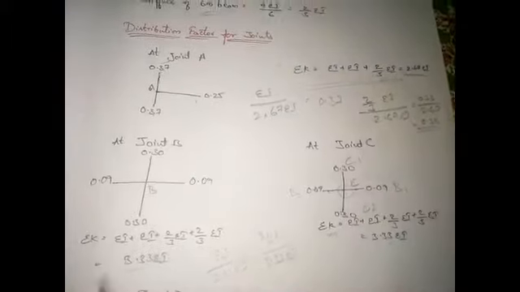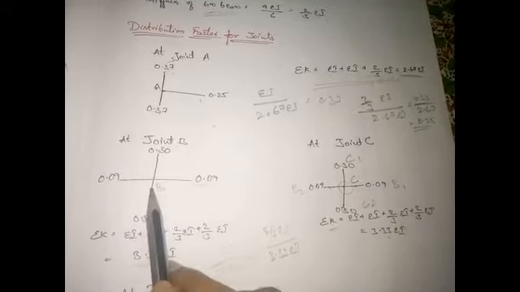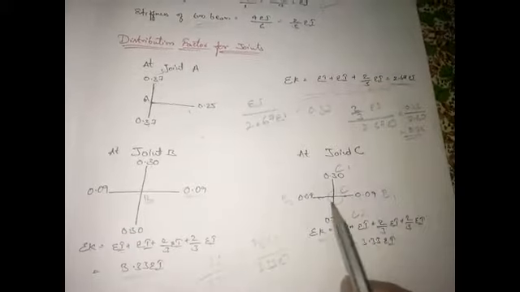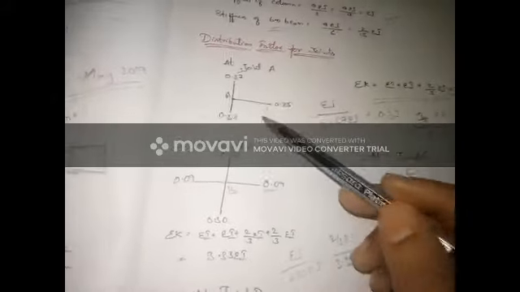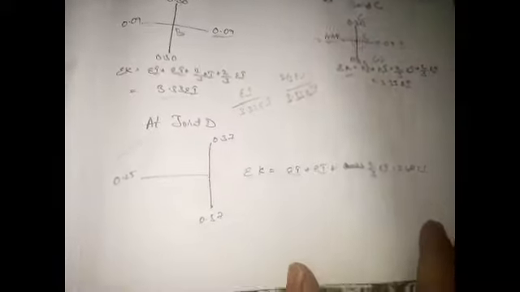When you go here, this is joint B, and this is joint C. So the distribution factor with respect to this member BC is 0.09, and CB is 0.09. Similarly, the factor with respect to the upper member, that is AI, is 0.37. So this is how we have calculated the distribution factors.